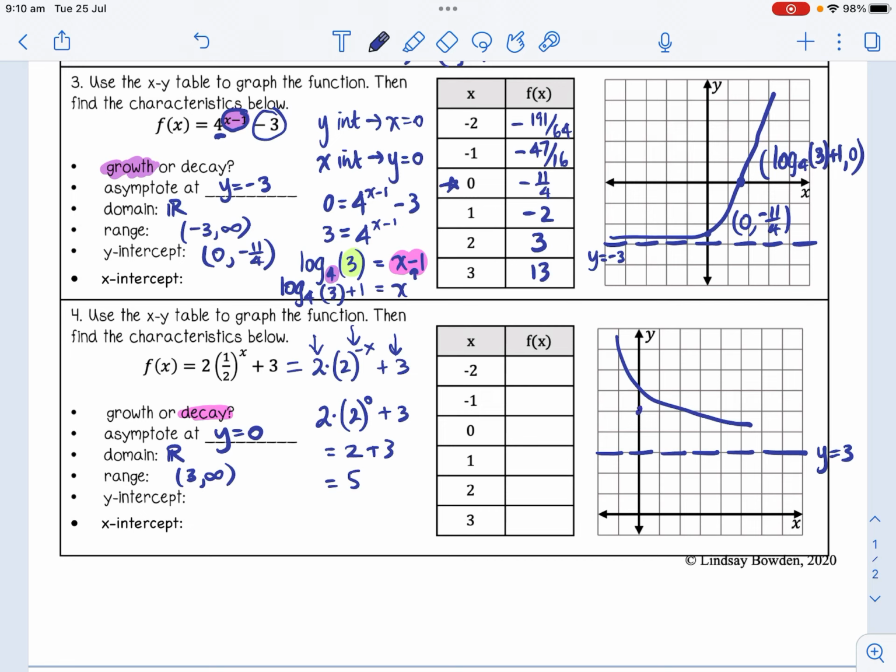So I've got 1, 2, 3, 4, 5. I'm going to put my dot there. I'm going to use my grid lines because that's good practice. And am I going to have an x-axis intercept? No, I am not. So I'm not going to spend any time trying to work out that x-axis intercept.